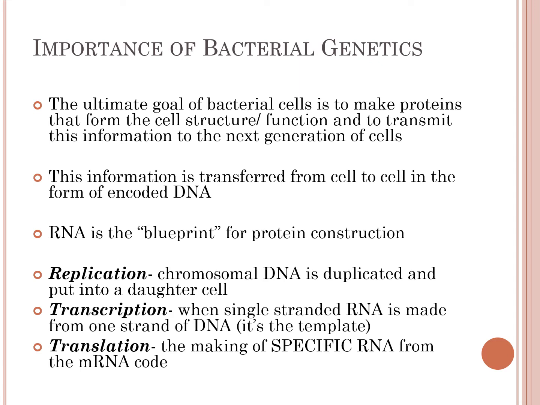The protein construction undergoes 3 steps before binary fission, including replication, transcription, and translation. Replication is when you have chromosomal DNA that is duplicated and put into a daughter cell. Transcription is when single-stranded RNA is made from one strand of DNA, so RNA here is the template. And then in translation, this is the making of a specific protein from the messenger RNA code. This is the making of a specific protein using messenger RNA as the template.